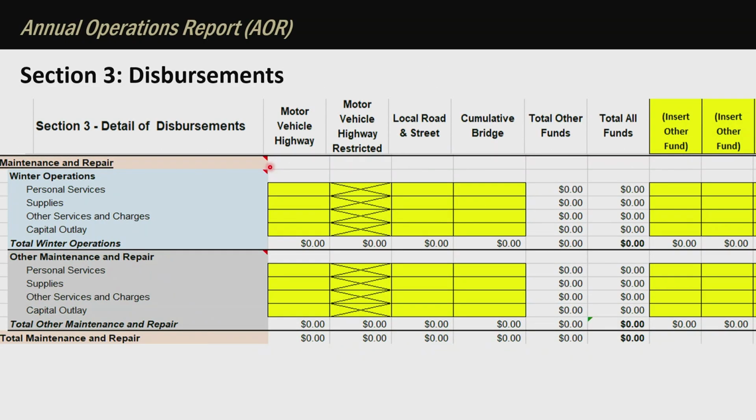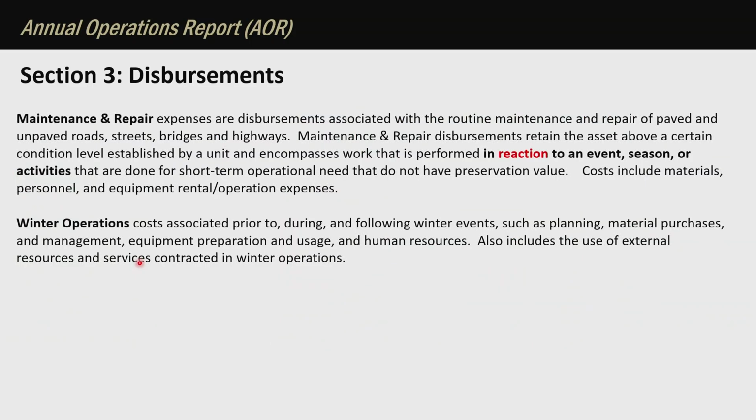And then getting into the maintenance and repair categories, just kind of walking through that. Again, there's winter operations and other maintenance and repair. And there's definitions for that as well. I have highlighted in red here: these are work that is performed in reaction. So you've got reactive and proactive, reactive being in that maintenance category. So things that are because of an event, a season, or activities that are done for short-term operational needs that do not have preservation value. Again, you can include materials, personnel, and equipment expenses in that maintenance and repair category.